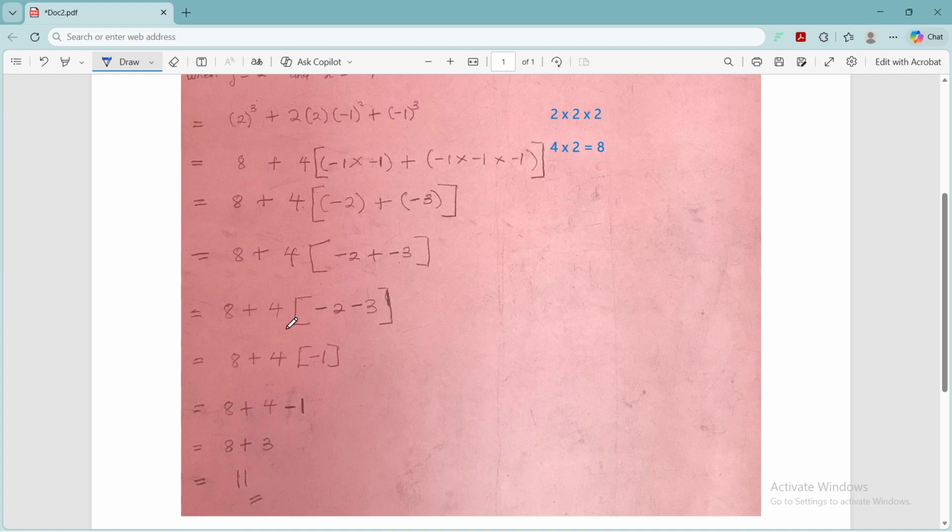When we simplify, we are going to further have 8 plus 4 multiplying, all in brackets, -2. And here, watch here. Positive plus negative will give us negative, right? So negative, which is -3 here. So that's how come we had -3 here. So we are going to have our new equation to be 8 plus 4 multiplying, all in brackets, -2 minus 3, right?